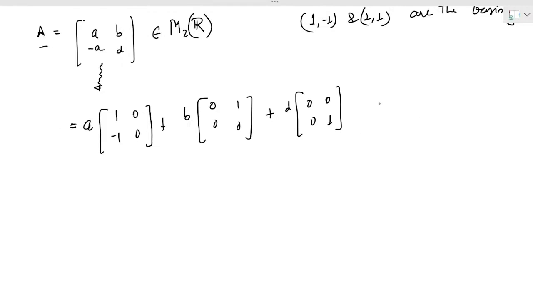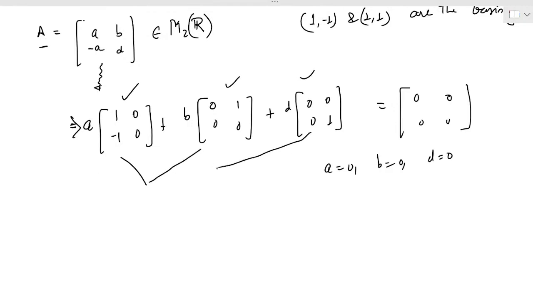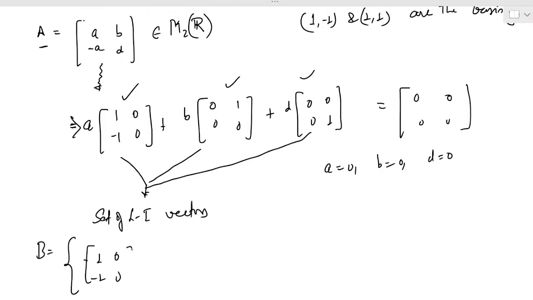Also, if you compare it with the zero matrix, you will clearly see that their linear combination is equal to 0 only if A is equal to 0, B is equal to 0, and D is equal to 0. What does it imply? It implies these matrices form a linearly independent set of vectors. So I can say that the basis for this W would be: 1, minus 1, 0, 0; comma 0, 1, 0, 0; comma 0, 0, 0, 1. I hope it is clear.